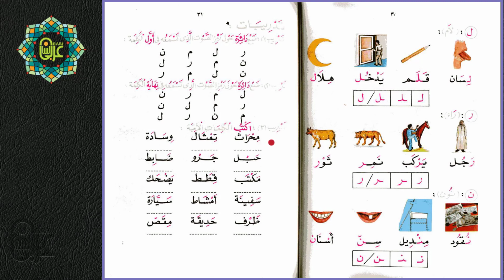محراث, plow. تمثال, statue. وسادة, pillar. حبل, rope. جرو, puppy. ضابط, officer. مكتب, desk. قطط, cats.